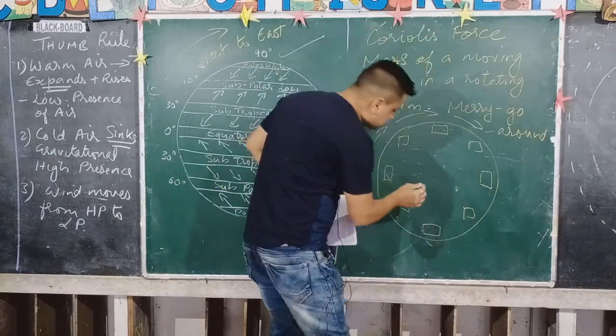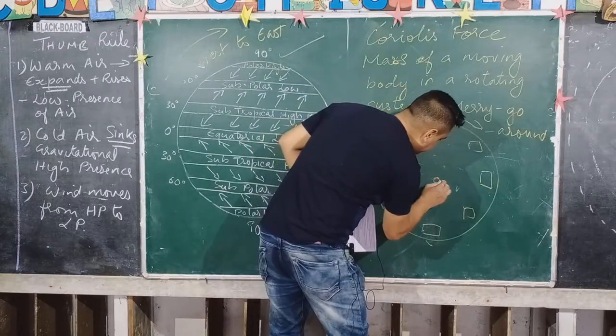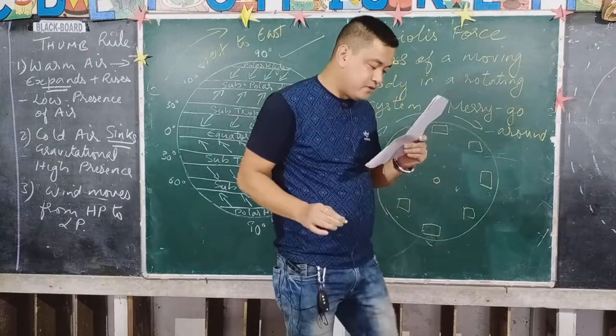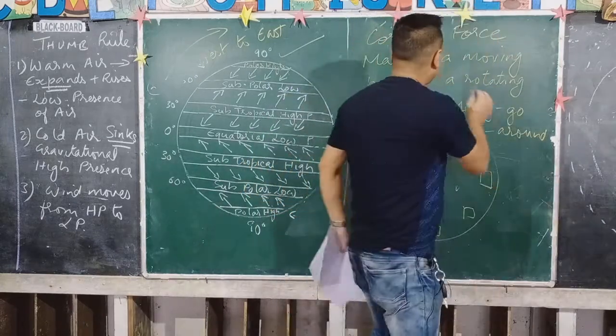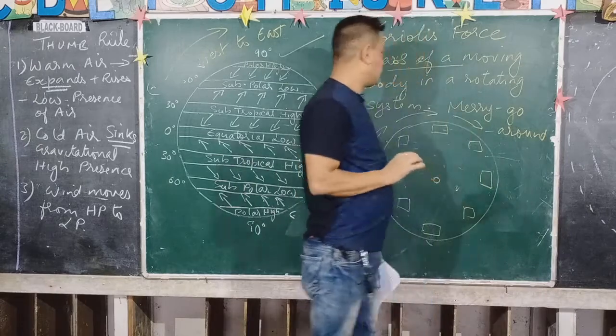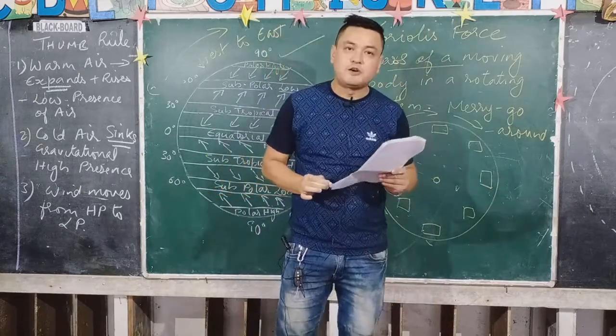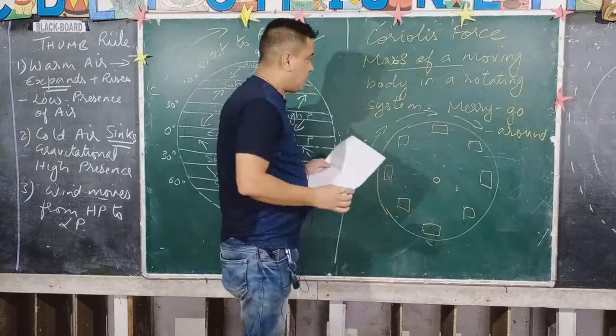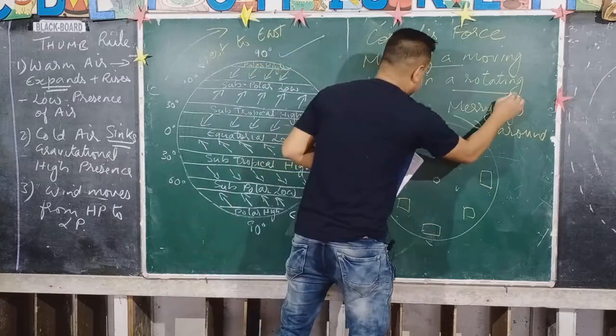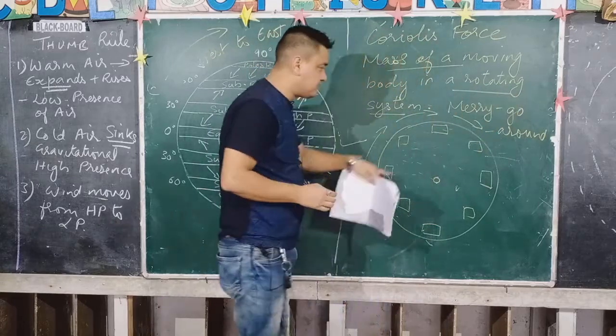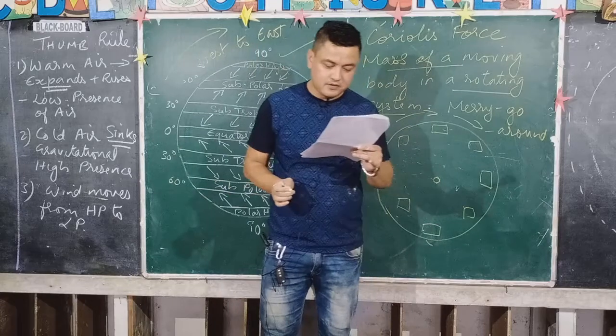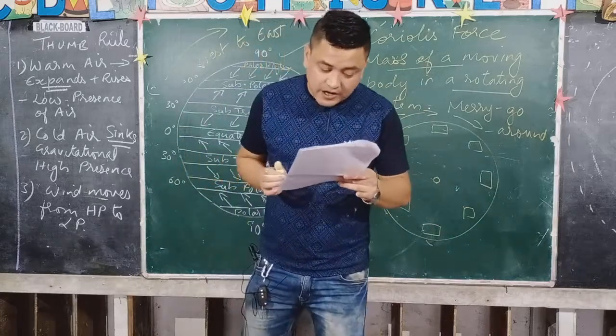Now, I'll make a small ball at the middle. This is a ball. The ball is the mass of a moving body, in a rotating system. The rotating system is the merry-go-round.